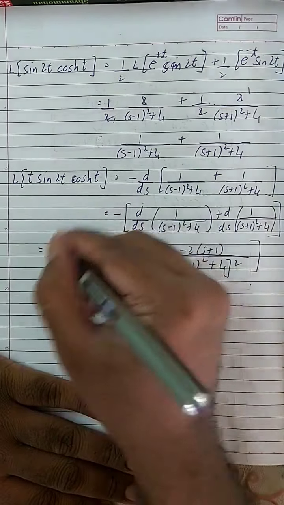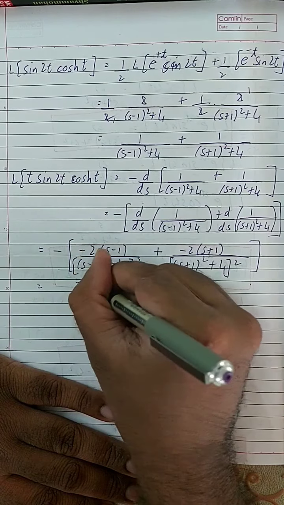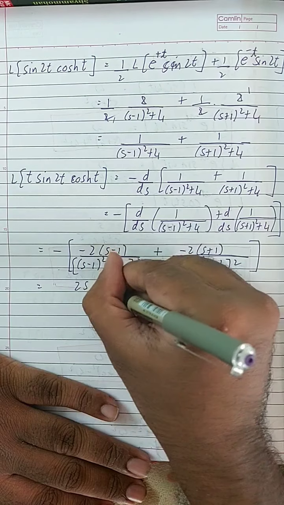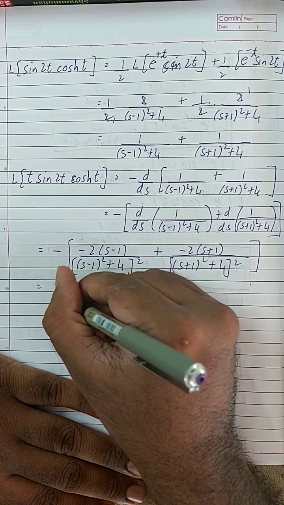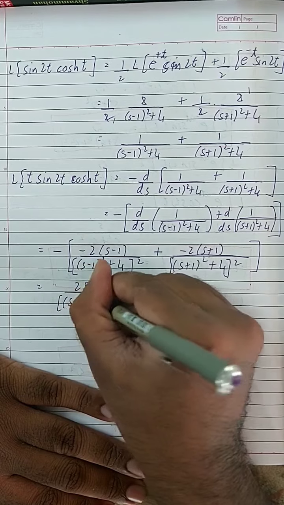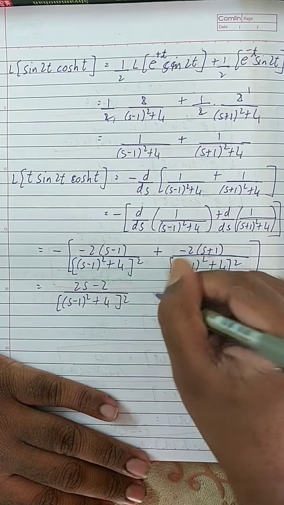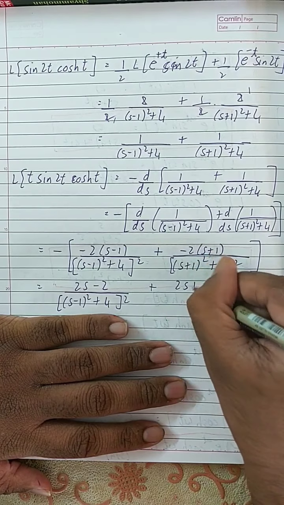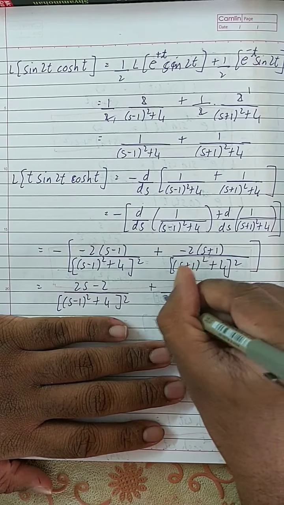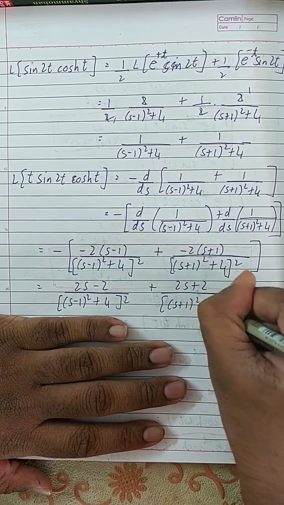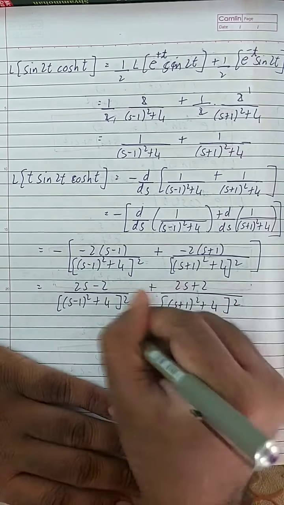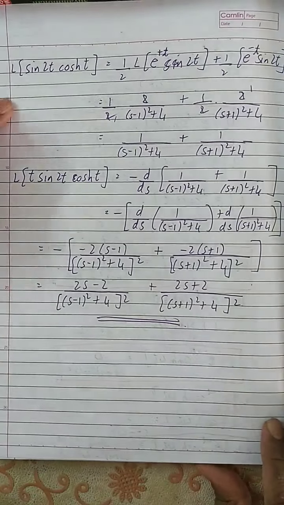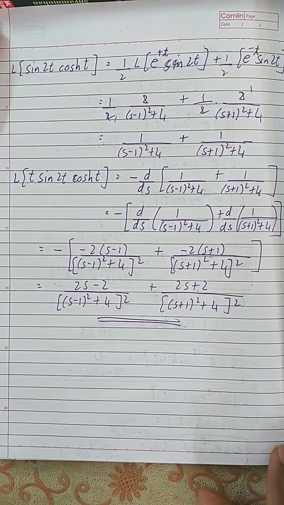Okay, minus and minus will cancel, so here you will get 2s minus 2 by s minus 1 the whole square plus 4 the whole square, and here you will get plus 2s plus 2 by s plus 1 the whole square plus 4 the whole square. This is your answer. See, this is the Laplace transform of t sine 2t cos ht. Okay.